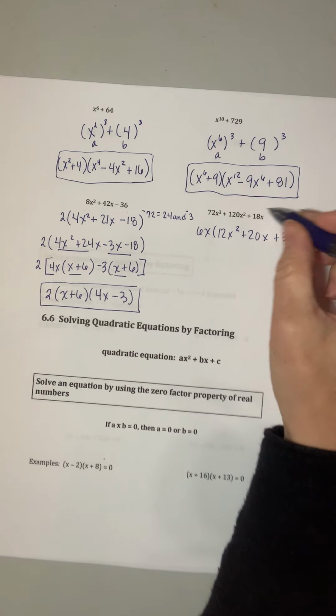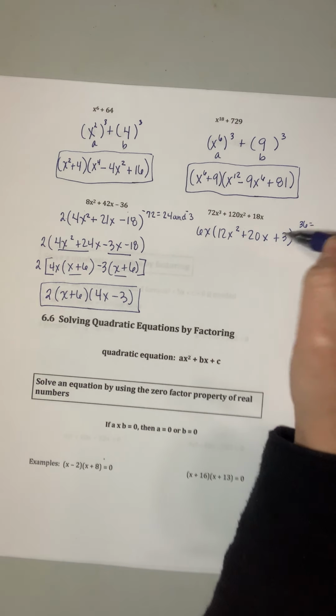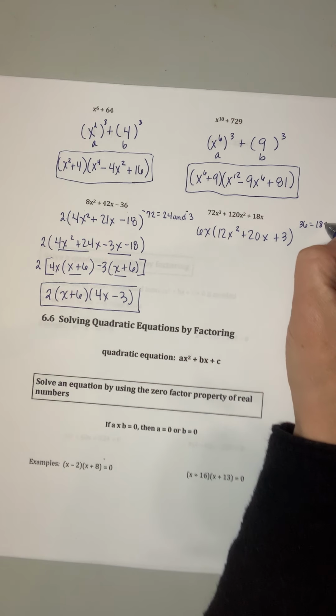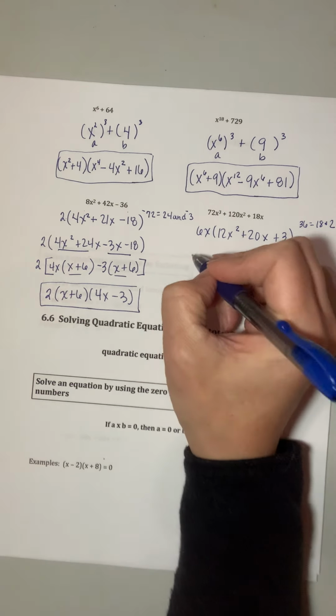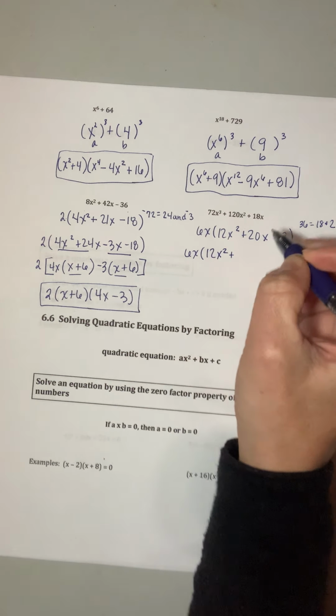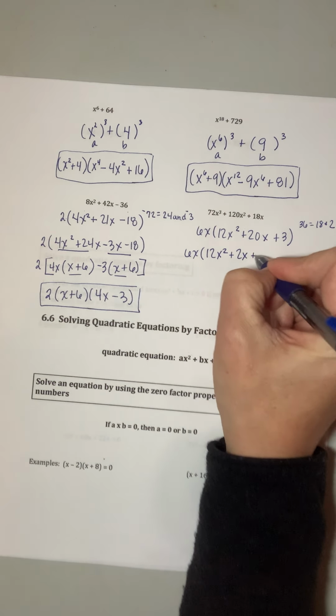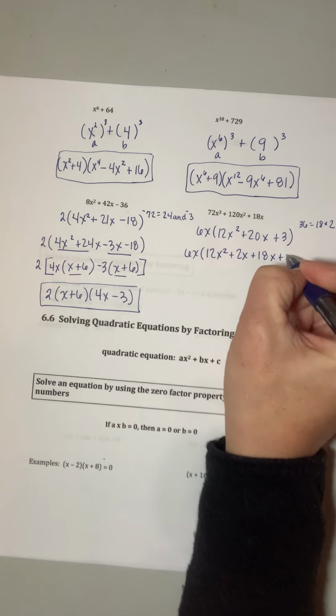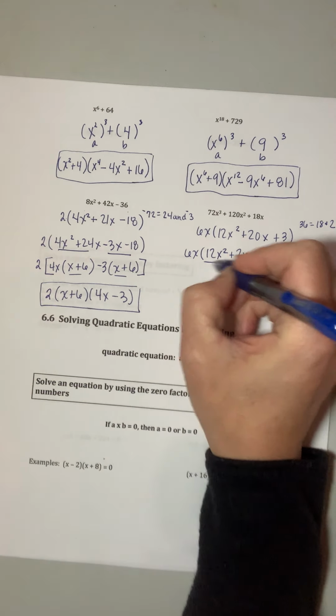All right, so if I multiply 12 and 3, I get 36. I need 2 numbers to get me 20. How about 18 and 2? So if I break it into 4, so I have 12x squared plus 2x plus 18x plus 3. Now I can group those two together.